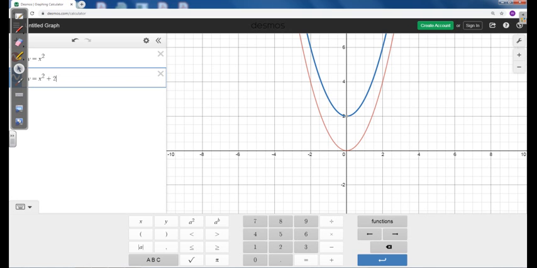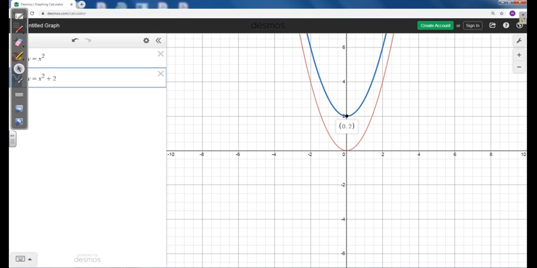So in this case, what's changing? What is my vertex now? What's that vertex right here? Vertex is a point, so it should have x and y values. 0, 2. So my vertex here is 0, 2. What part of the vertex has changed? The x part or the y part? The y part of the vertex has changed. So it's affecting the y values.